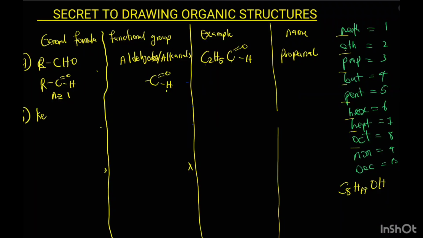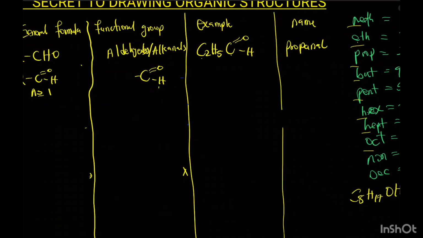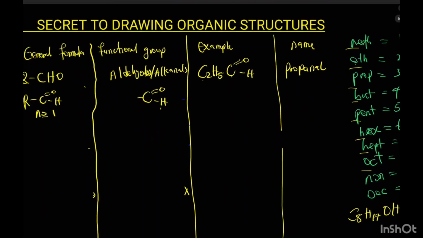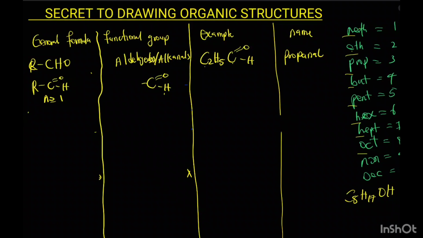ketones. Ketones. Sorry, I'm always making this mistake. Those ketones or alkanones. Ketones or alkanones. So the functional group for ketones is actually C-double-O, but there is a catch to it.